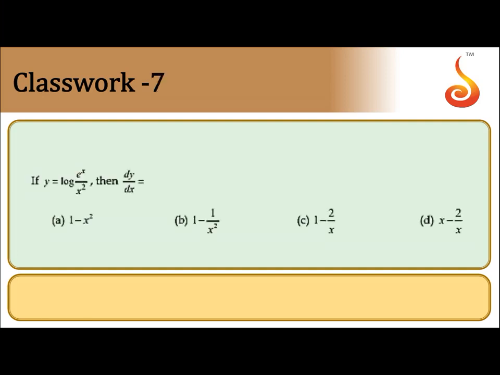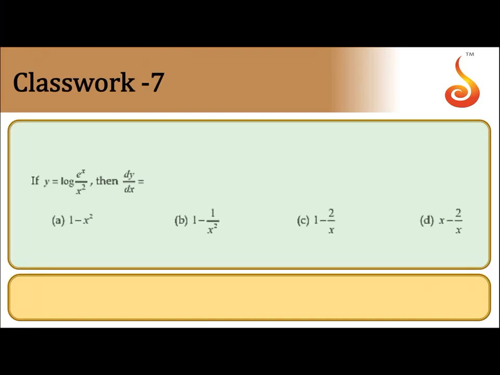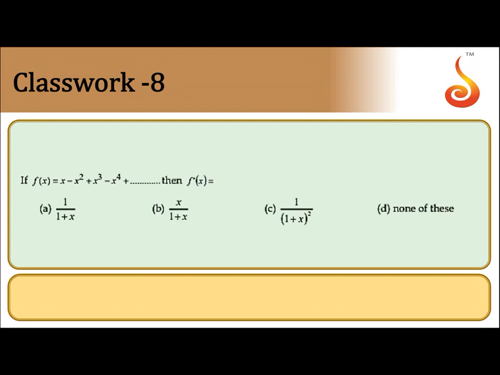Coming to the next one. Y is equal to logarithm of e power x by x square. So y is equal to log of e power x by x square, which is nothing but x minus 2 log x. Clearly y dash is equal to 1 minus 2 by x. I hope it's a simple problem. 1 minus 2 by x.